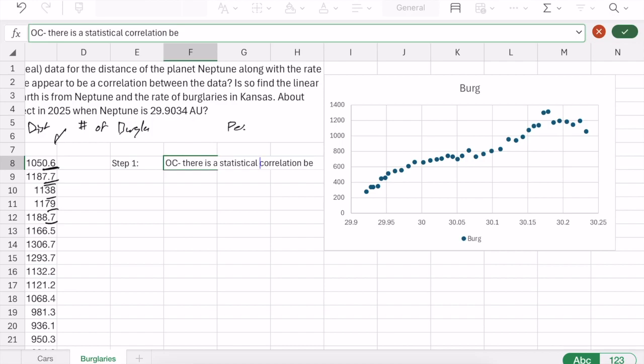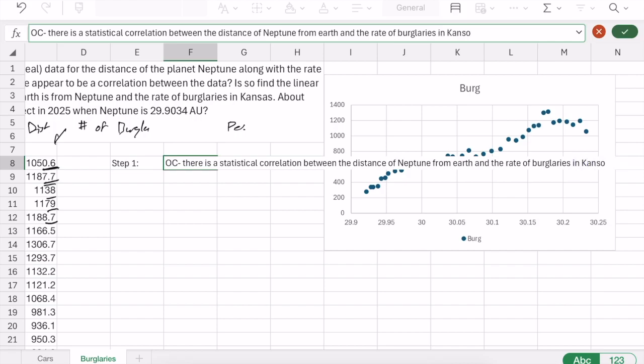correlation between the distance of Neptune from Earth and the rate of burglaries in Kansas. All right, great.